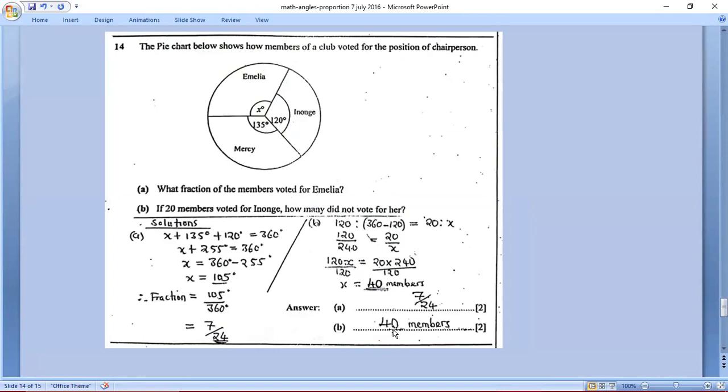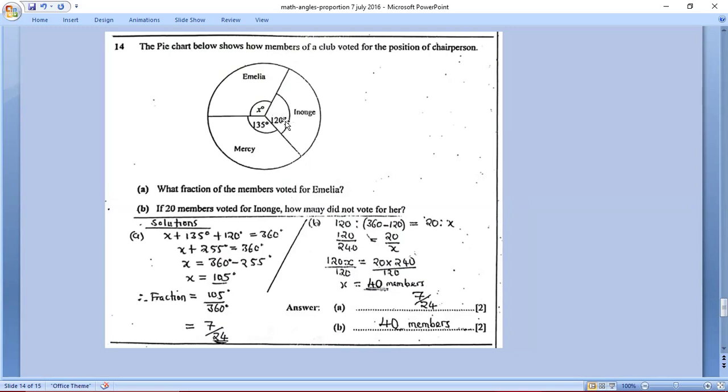Okay, and it makes sense. 40 did not vote for her, 20 voted for her. Okay, that's what it means. So it means the total was 60. Yeah, and she gets a third. And for sure, if you multiply 120 degrees by 3, it will give you 360. You'll be able to check. 120 by 3 is 360, which means she gets just a third of the voters. That's another way to think about it.